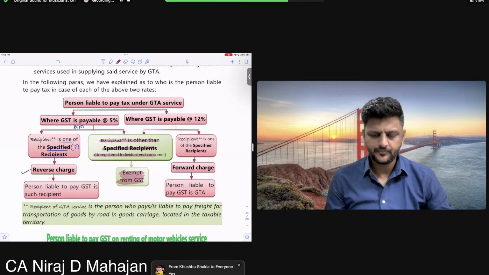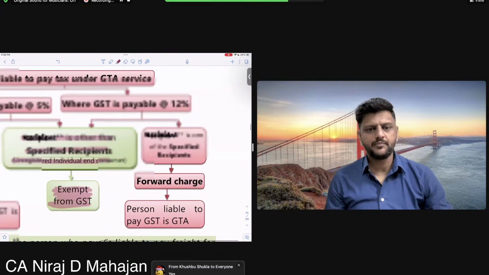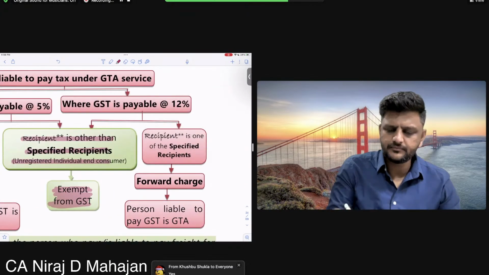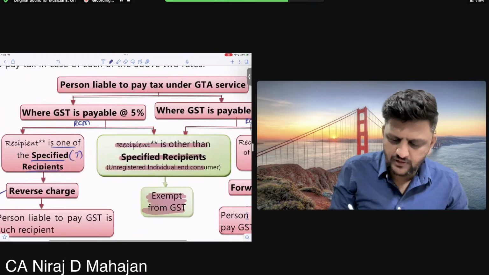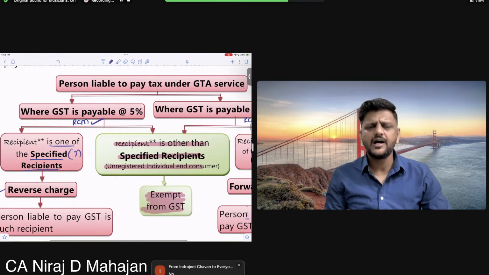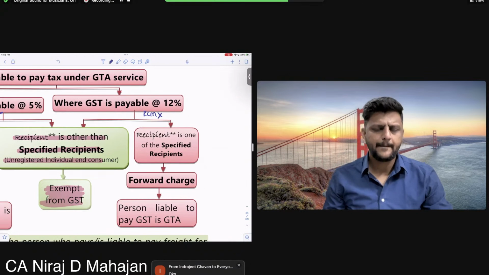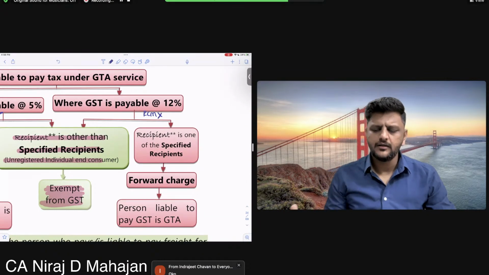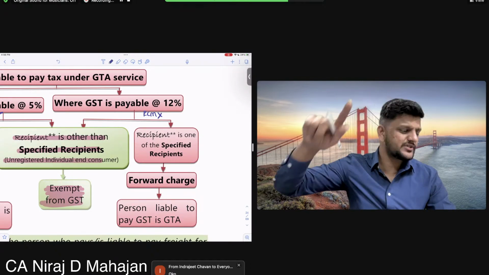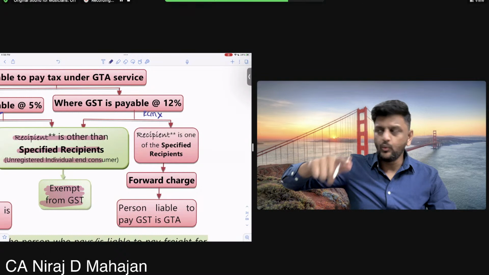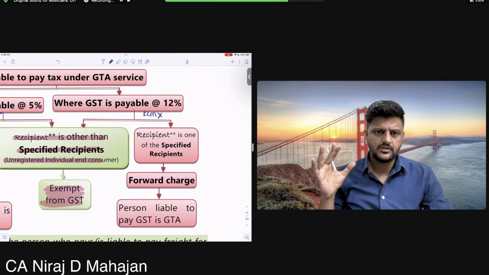Now, tell me here. Where GST is payable at the rate of 12%. Whether RCM will come into picture? No. Here, RCM will come into picture at 5% and at 12%, RCM will not come into picture. Okay, everybody? Fine. Again, recipient is one of the specified recipients. One of the specified is RD. Also keep that in mind. Forward charge.